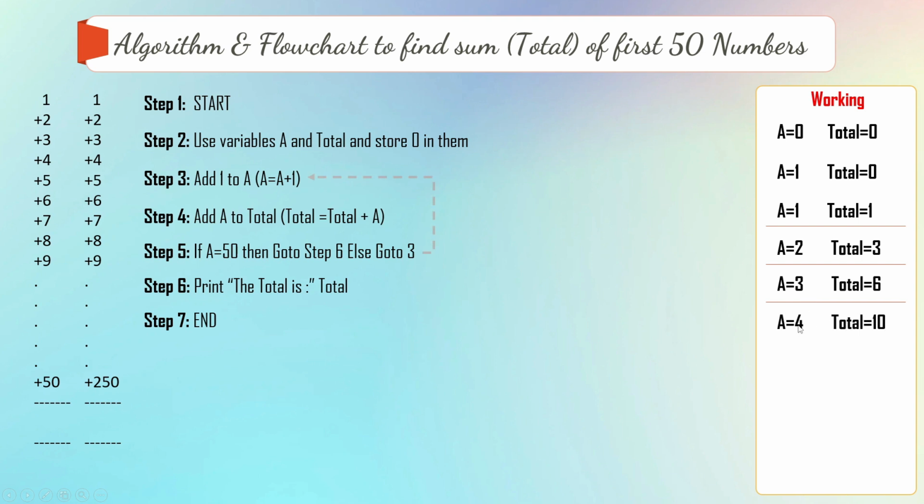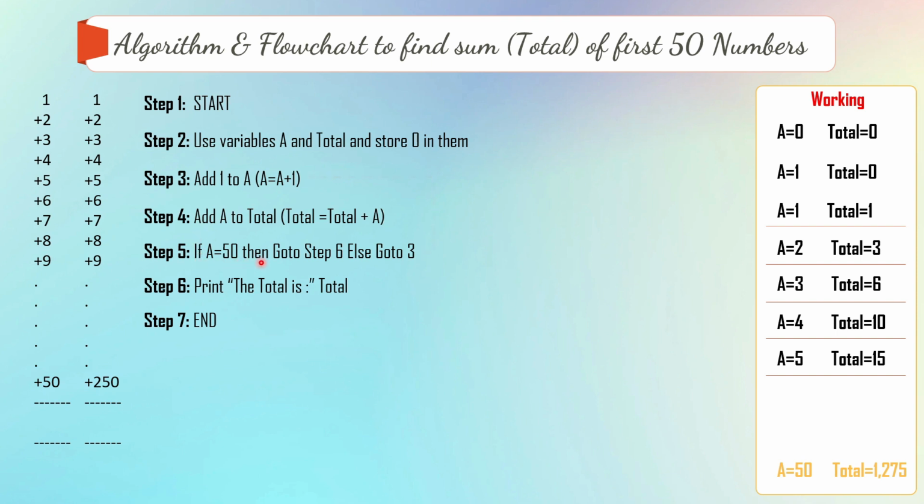So A becomes 4 and it will add this value of A in the total. So the value of total becomes 6 plus 4, that is 10. And this loop will continue until we get the value of A as 50. Once the value of A becomes 50, it will go to step 6, right?